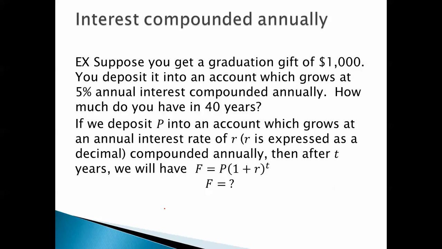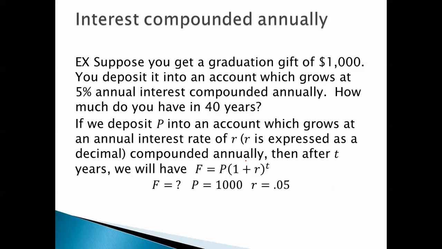Okay, so in this case, F is our future amount of money, and we don't know what that is, so that's just a question mark. P stands for principal, or present. That's what we begin with. In this case, we begin with $1,000, so P equals 1,000.